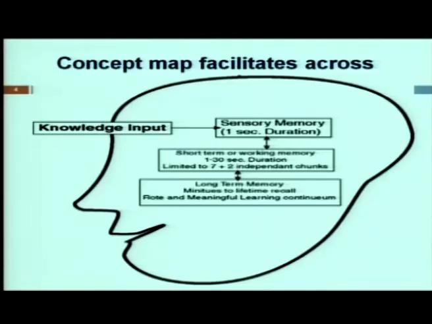Going beyond that is working memory, which could also be called short-term memory. Sensory memory is 1 second. Short-term memory or working memory is 1 to 30 seconds. And long-term memory continues for the whole lifetime.